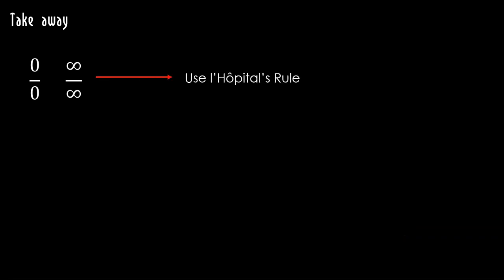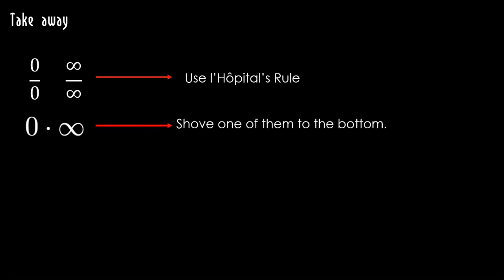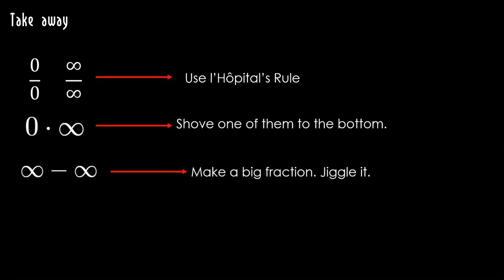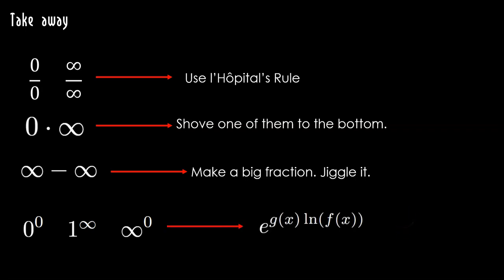So the takeaway from this: if you have 0 over 0 or infinity over infinity, you can use L'Hopital's rule. If you've got 0 times infinity, shove one of the functions to the bottom. Infinity minus infinity, try to make a big fraction, jiggle it so that you have a big fraction so that you can get 0 over 0 or infinity over infinity. If you have one of these functions to a function giving you one of these weird terms, you use the e trick. And that's all there is to it.